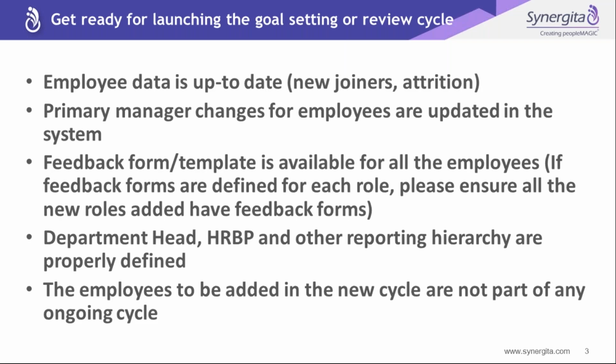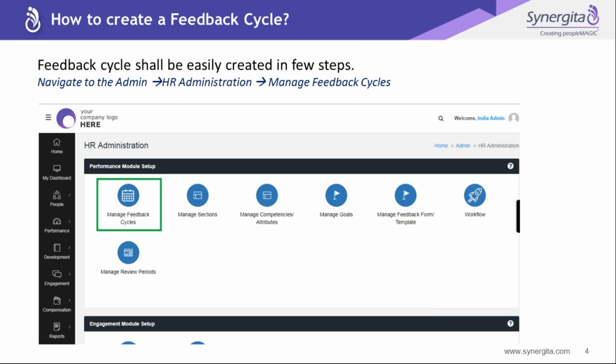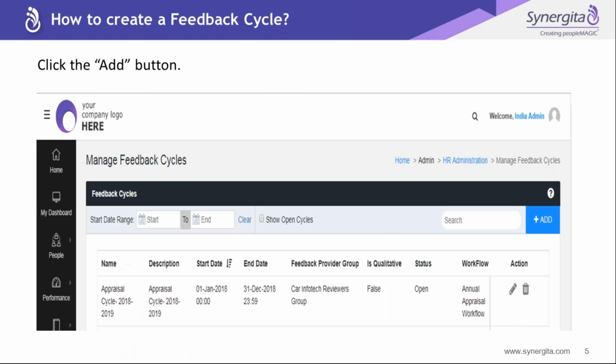So, coming to how to create a feedback cycle, the following steps must be performed. In the HR administration page, click on the Manage Feedback Cycles icon. This will navigate you to the Manage Feedback Cycle page. The Manage Feedback Cycle page will be as shown in the screen. This page will display the list of feedback cycles that are already created.